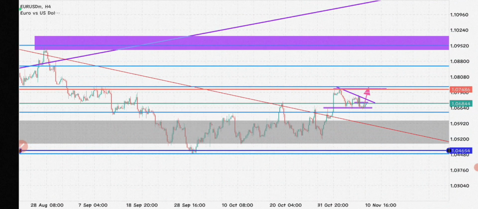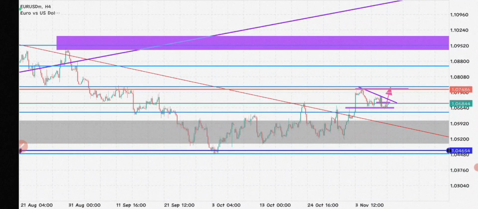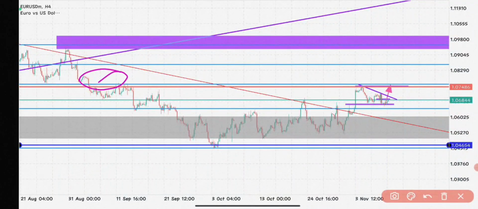But everything we are looking at is the movement, the push over this zone here. If the market breaks that zone, we're expecting it to come to this 61.8 level. So that is that for this analysis.